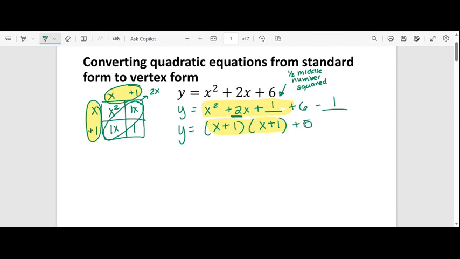Now, it doesn't quite look like vertex form yet, and you'll remember if you watched that completing the square video that x plus 1 times x plus 1 is the same thing as x plus 1 squared. And I can just bring down my 5. So this x plus 1 squared is the same thing as x squared plus 2x plus 1, which is the same thing as x plus 1 times x plus 1. It's just written as x plus 1 squared. So that is how you rewrite into vertex form by completing the square.